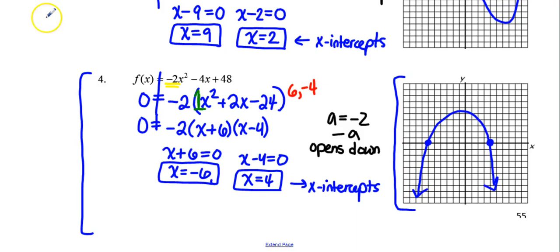Let's see if we match. I got x-intercepts are -6 and 4, and when I looked at A is negative, so that told me it opens down. So I plotted my 2 x-intercepts at -6 and 4 and sketched a graph that opens down.